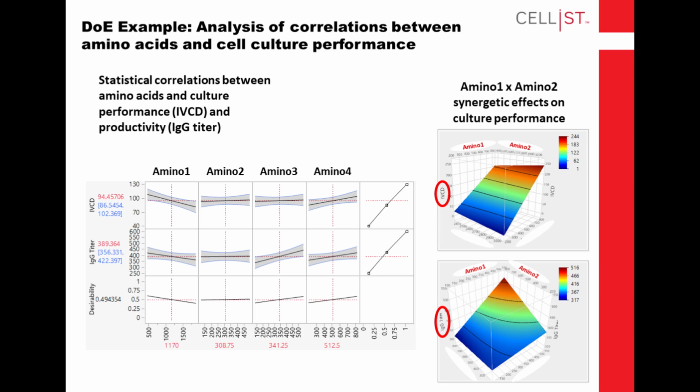Now, it's important to remember these effects are really depending on the media, because other components in the media could be affecting the productivity too. And it also depends on the cell line. Every cell line, every cell clone behaves a bit differently. So it has to be optimized per cell clone.